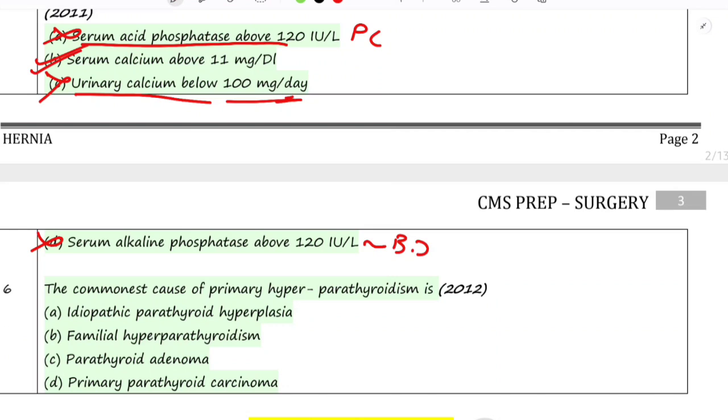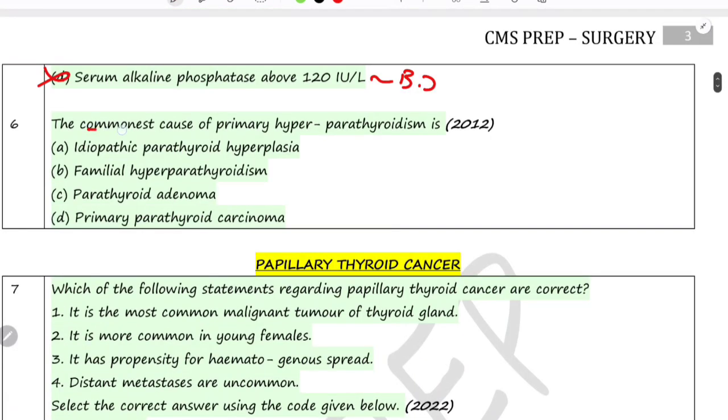Elevated serum calcium is a key indicator of primary hyperparathyroidism, as excessive parathyroid hormone causes increased calcium from bone, absorption from the gut and reabsorption from the kidney. Hence, this is elevated in primary hyperparathyroidism. The commonest cause of primary hyperparathyroidism is parathyroid adenoma. This is the correct option.